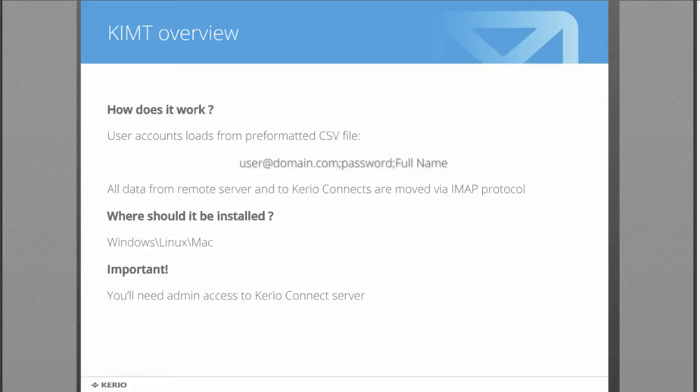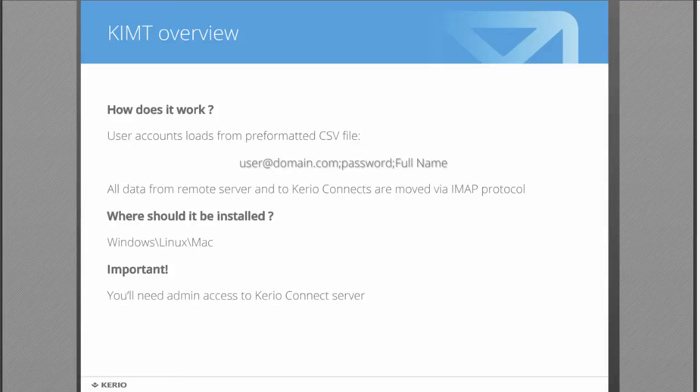Kerio IMAP Migration Tool. This works by a pre-formatted loading of CSV files. The format has to be user at the domain that you want to import or export from IMAP. Then you will need the password. So you do need to have access to the password of the users and the full name that you want to use for that specific user. All the data from the remote server will be moved by IMAP.